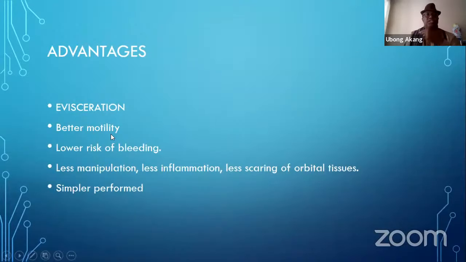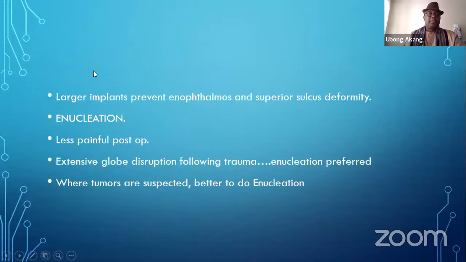Okay, advantages: evisceration is better. It gives better motility, lower risk of bleeding, less manipulation, less inflammation, and less scarring as a result. It is simpler to perform. Larger implants prevent enophthalmos and superior sulcus deformity, so you can do your 4-petal or 2-petal and put in larger implants. Enucleation is less painful.